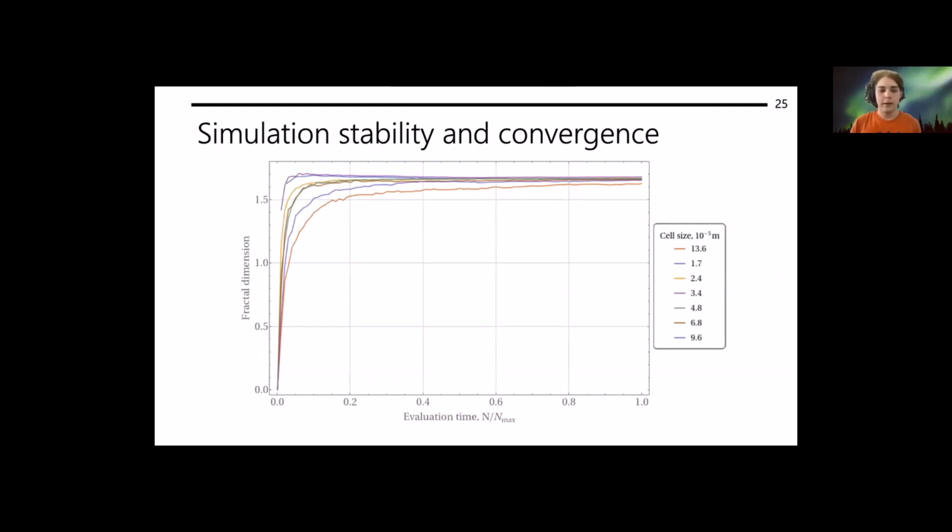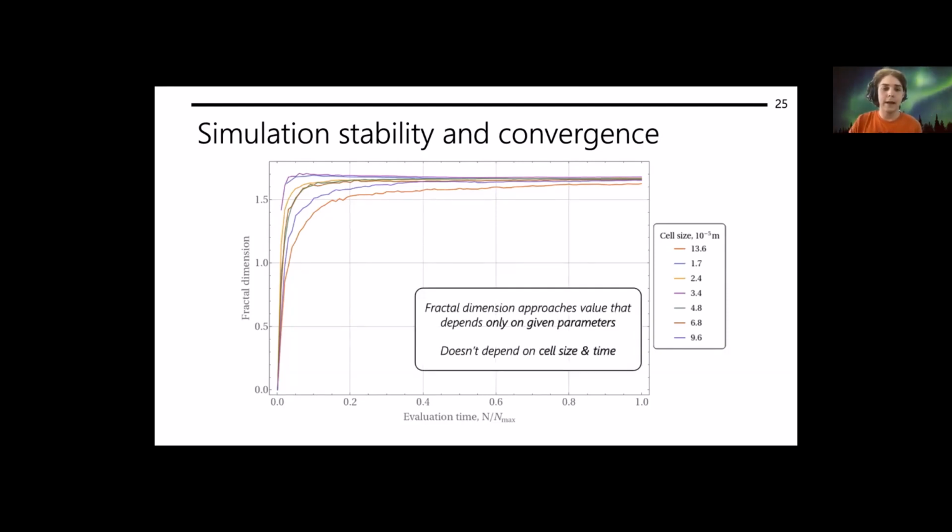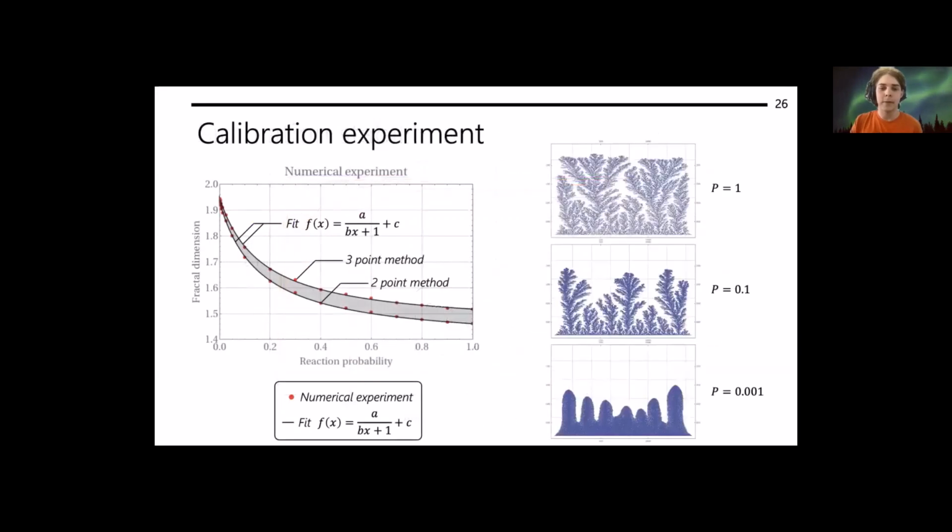So here are the results of the simulation for different cell sizes. We can clearly see that as we decrease the cell size, the fractal dimension approaches some specific value. And the interesting fact, and one of the main results we obtained from the simulation, is that fractal dimension doesn't depend on the cell size and time. It depends only on the set of given parameters, of course, from some critical value in case of cell size.